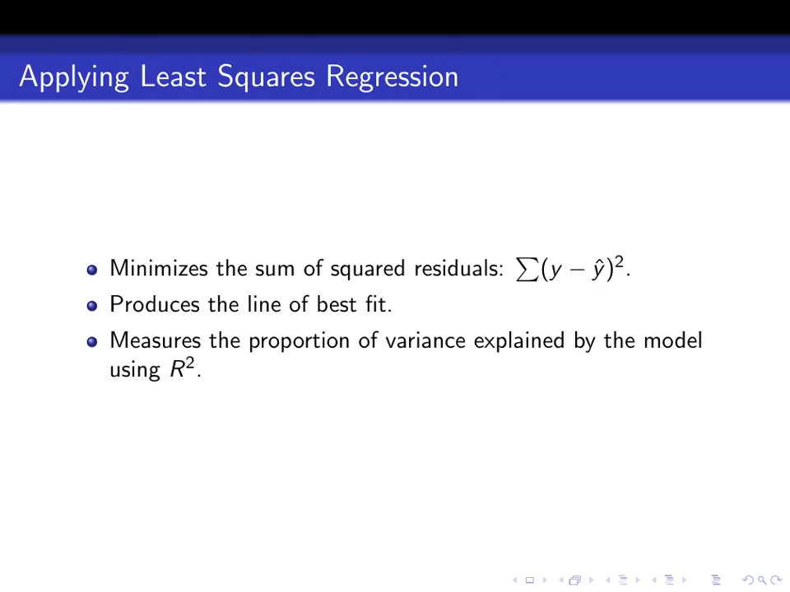Least squares regression minimizes the sum of squared residuals to find the line of best fit. This method ensures that the model captures the underlying relationship as accurately as possible. The proportion of variance explained by the model, represented by r squared, measures how well the model fits the data. The higher the r squared value, the better the model explains the variability in the output feature.